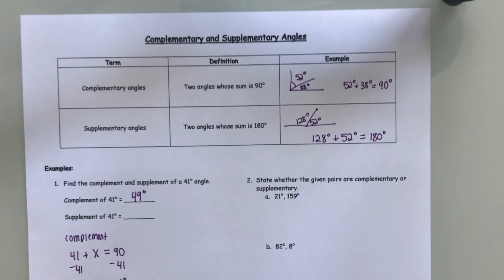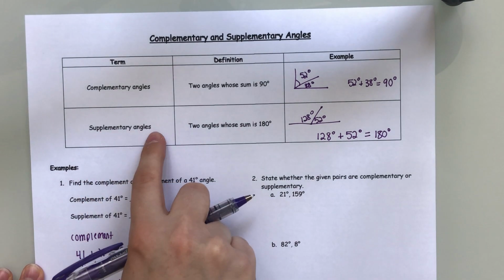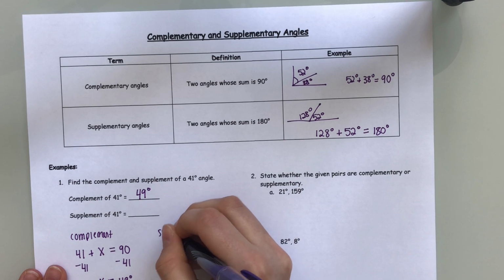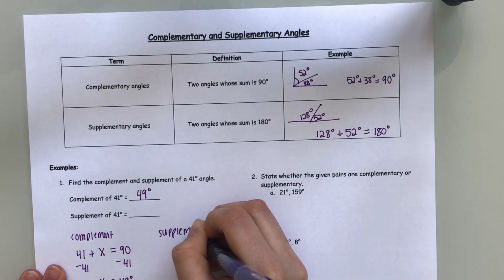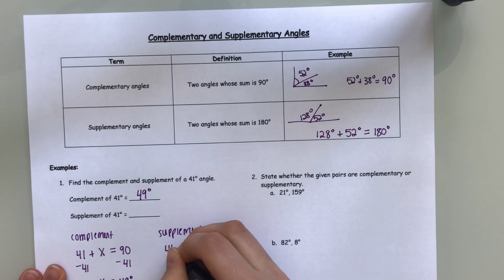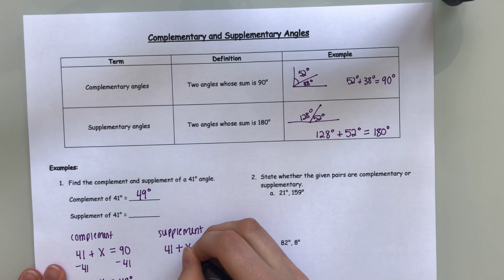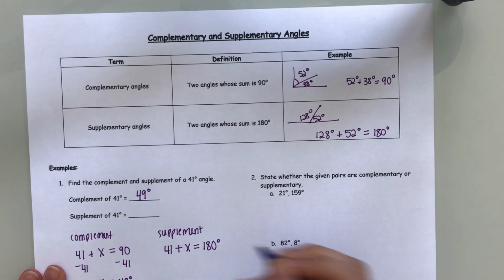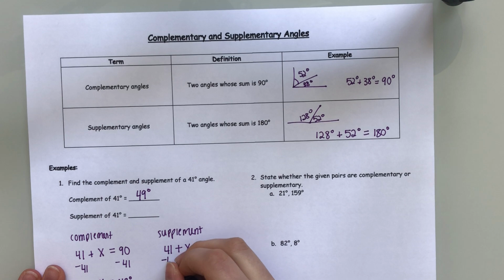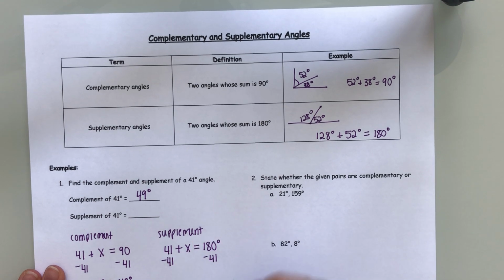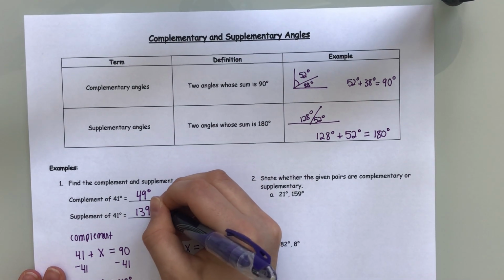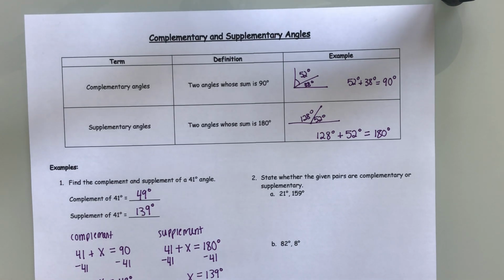For our supplement, it's going to be similar, but remember, supplementary angles add to 180 degrees. So for the supplement, we would do 41 plus some variable, which we're going to call x, should equal 180 degrees. So we're going to try to solve for x. So I'm going to subtract 41 on each side, and I'm going to get x equals 139 degrees. So that's my supplement, 139 degrees. It's just subtraction, super easy.